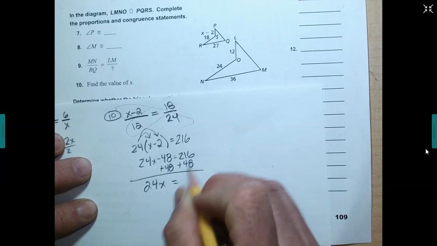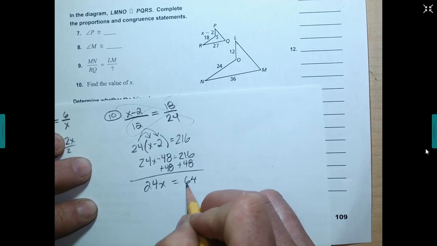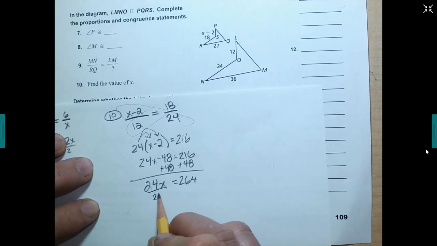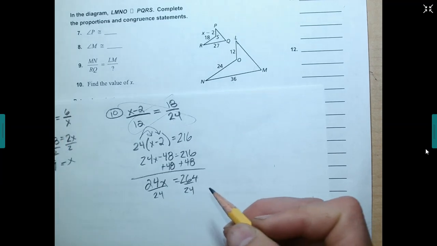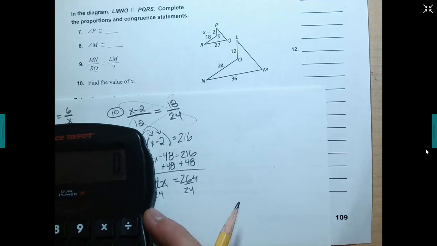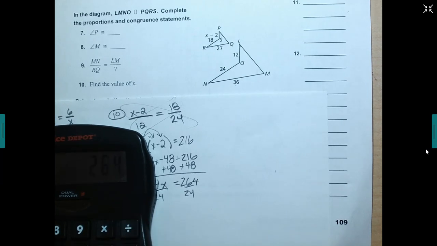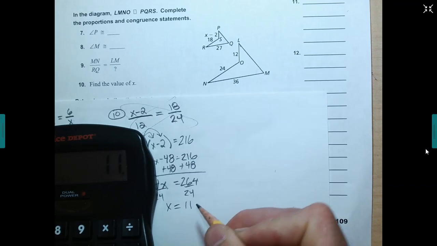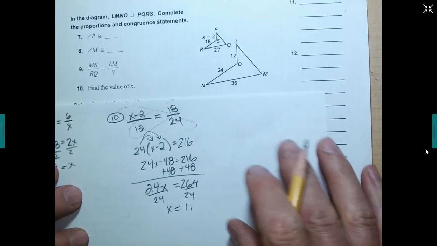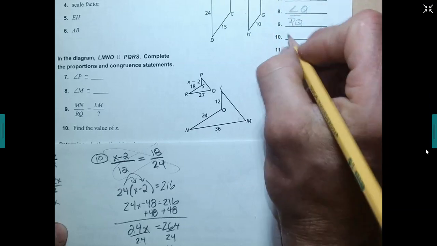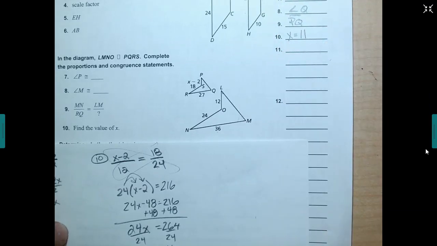24x equals 264. So divided by 264 divided by 24, x equals 11. So for number 10, x equals 11.